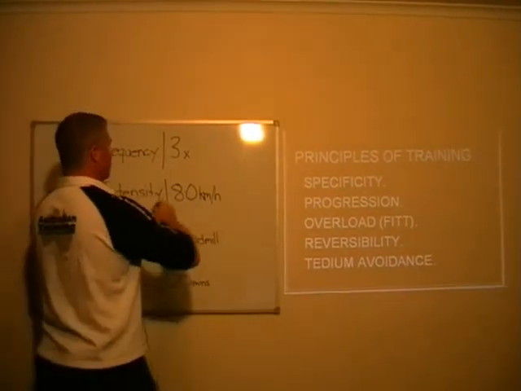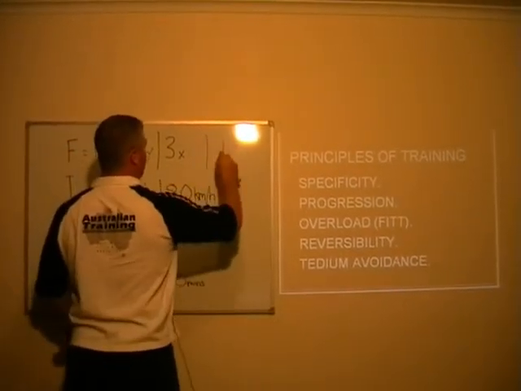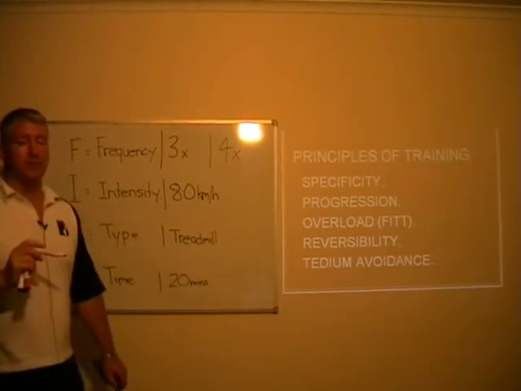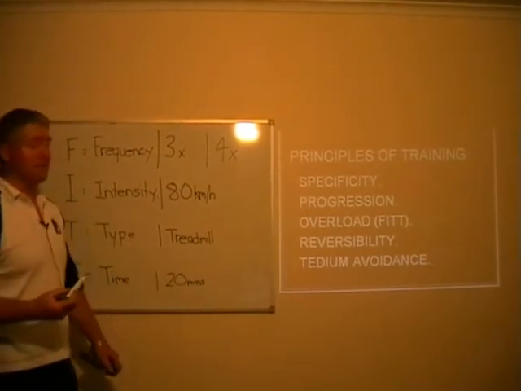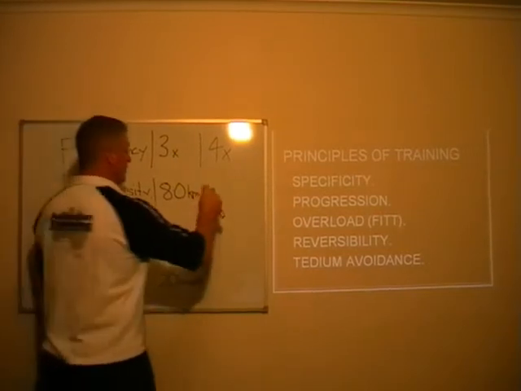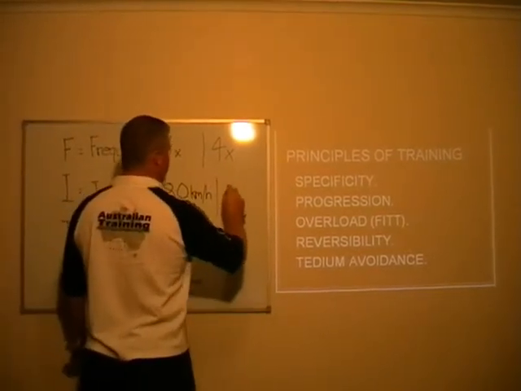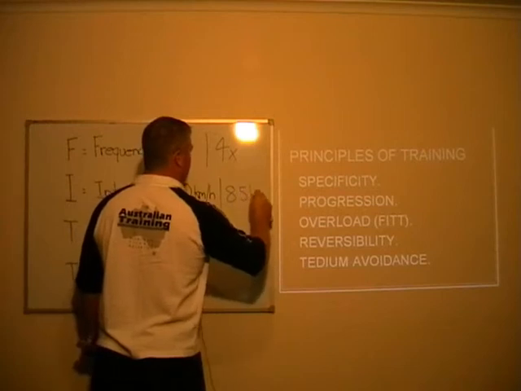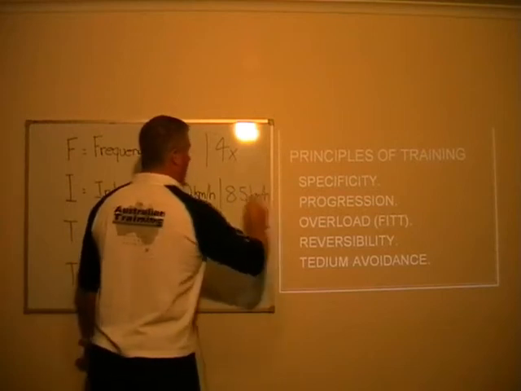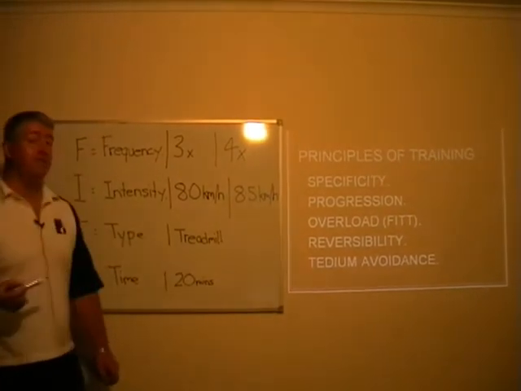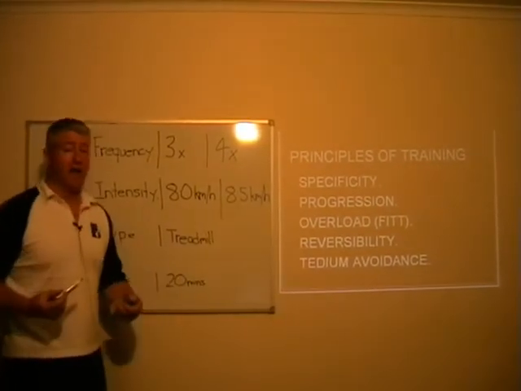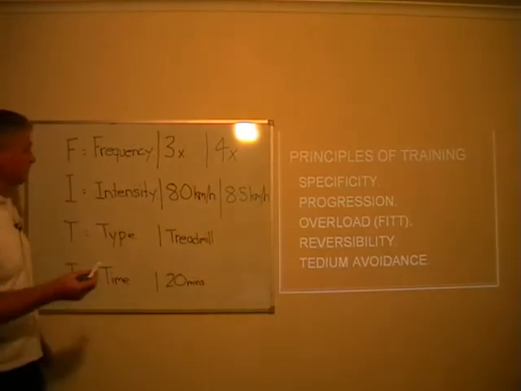We can change the frequency from 3 times per week to 4 times per week, increasing the amount of times that the person actually exercises in a week. We can change the intensity of each session by going from 8 kilometres per hour to 8.5 kilometres per hour. So increasing the exercise intensity, or how hard and fast that person is walking or jogging.